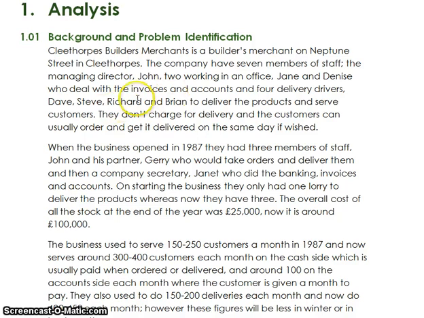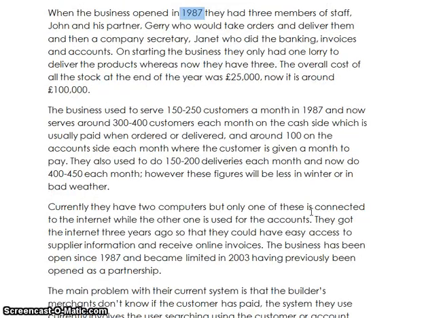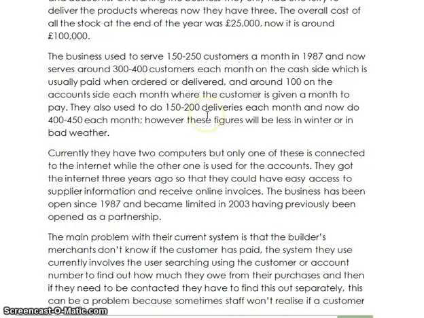So the first paragraph is saying about where it's located, the people that work there, where they work, in this case say the office. They deal with invoices, accounts. They've got when it was established, 1987, the number of people there, who did what, stock cost, how that's increased over time. Okay, if you want to pause the video and have a read of the next section, do so now.